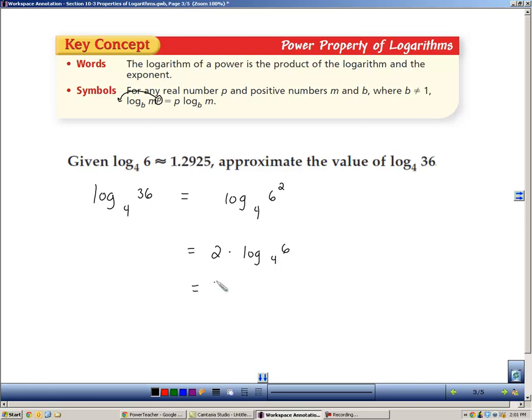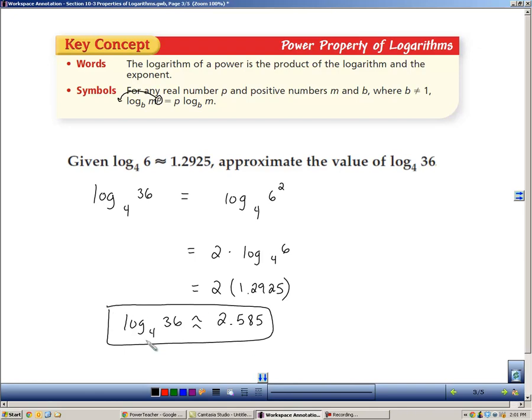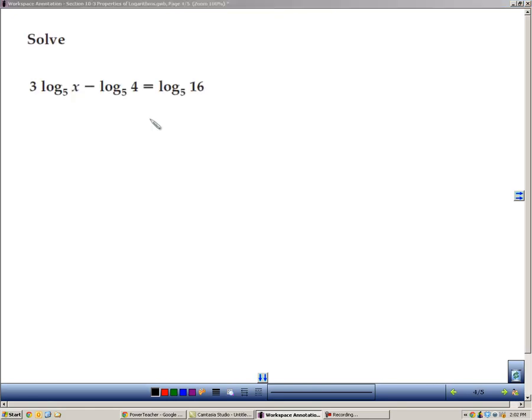And I know that log base 4 of 6 is approximately 1.2925. So if I multiply that by 2, I'm going to get 2.585, and that is an approximate solution of the log base 4 of 36. Again, if you want, you plug this into your calculator. 4 to the 2.585 exponent should get you close to 36.